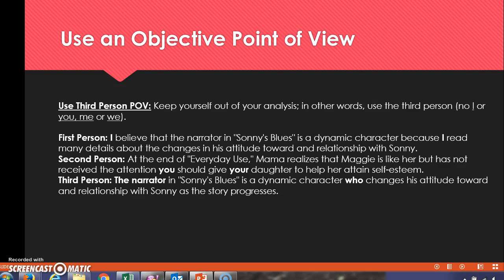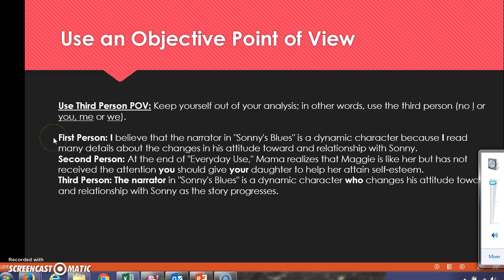In addition to having all of these pieces in your strong paragraph response, it's also important to use an objective point of view. Now, there's a time and a place to use first person point of view and to use the word I. When you're writing a one paragraph response, you want to use an objective point of view and you want to use the third person point of view. So keep yourself out of your analysis. In other words, use third person. So no I or you, me, or we.